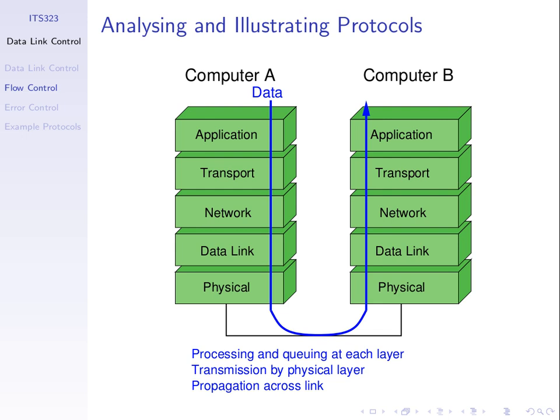Well, we've studied that in the second topic: what are the four components of delay? Well, they're processing, queuing, transmission, and propagation. We can think that inside each layer, which are implemented inside our computers, there may be some processing delay and possibly some queuing delay.